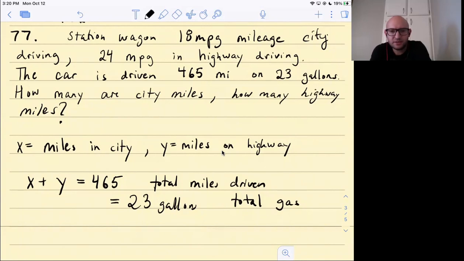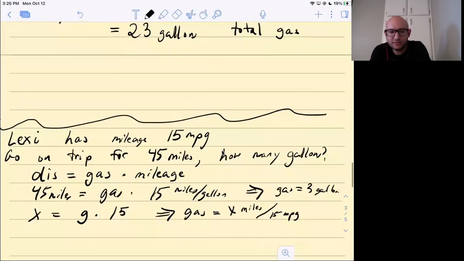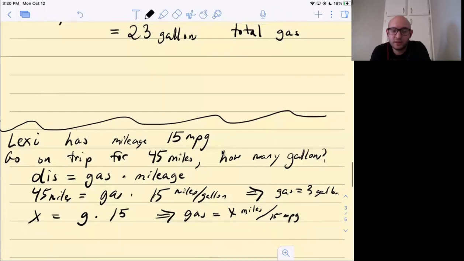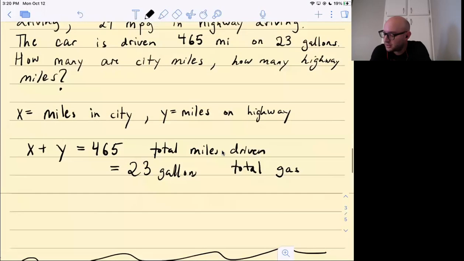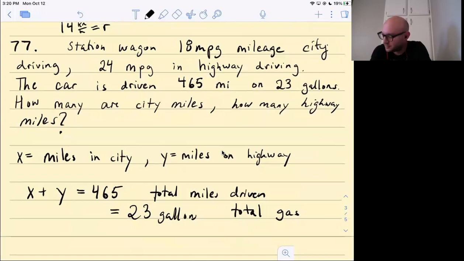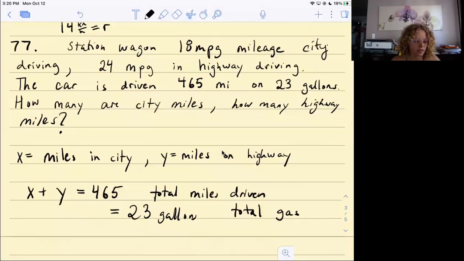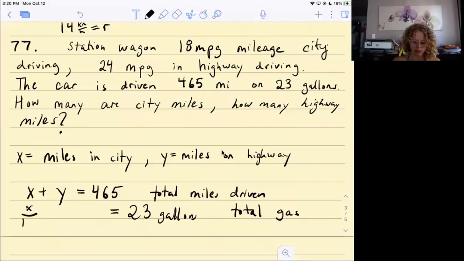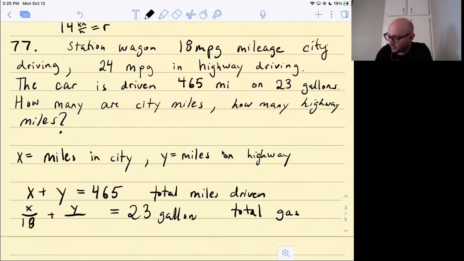Anybody? Anyone have any thoughts? So for Lexi, it was X over 15. If I travel X miles, I do X miles divided by miles per gallon. That tells me how much gas I need. Nice. Lily, what did you get? X over 18. Excellent. And then how about for the highway miles? X over 24, I believe. Perfect. Or Y over 24.